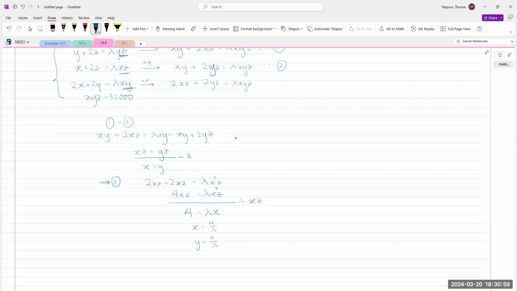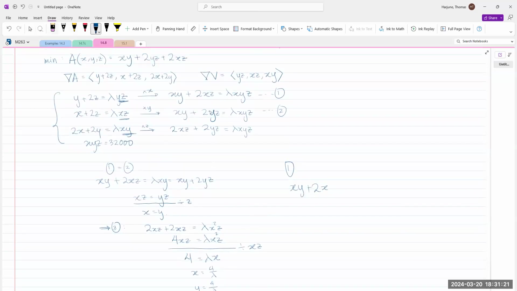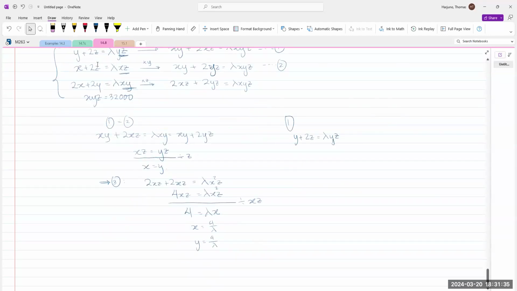I wonder if it helps in any way, though. So x equals 4 over lambda, and y too. How about the z then? Let's plug into equation 1 again. I don't need to use that one; I just need to use the original equation 1. So y plus 2z equals lambda yz. But my y is 4 over lambda, plus 2z equals lambda times 4 over lambda times z. So 4 over lambda plus 2z equals 4z. In other words, z equals 1 over lambda.